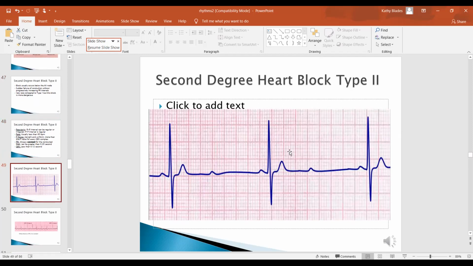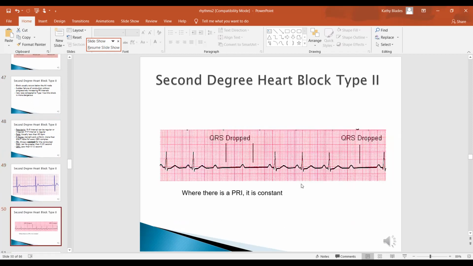So let's look at this one. Here's your P, your QRS, and your T. Here's your P with no QRS. Here's your P, QRS, and T. Here's a P, and then there's no other beat. So it doesn't fire the whole way. So that can be bad, right? You want to have that QRS.